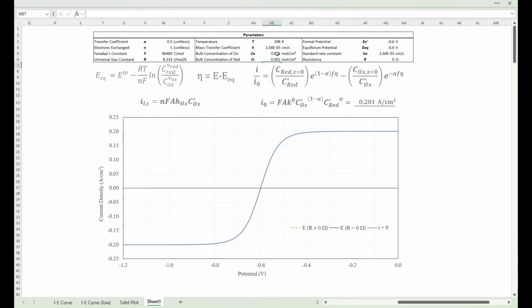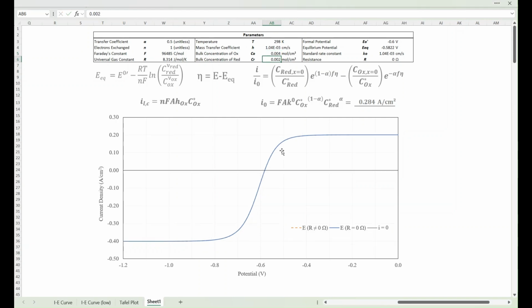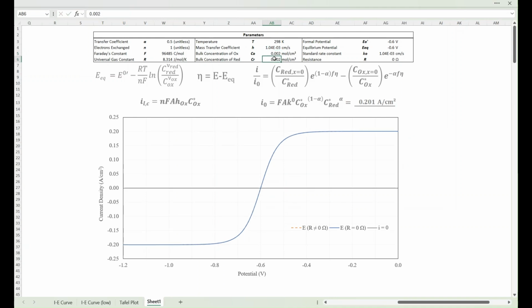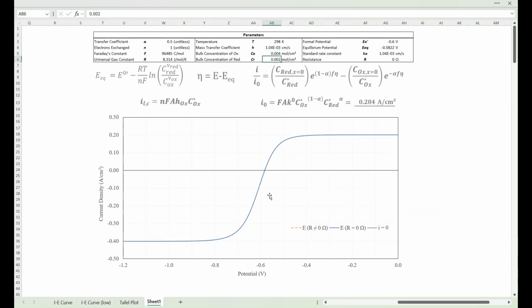The other thing you may have noticed, let's do this again for the oxidized species, is that our curve may have shifted to the right just a little bit. Let's play that again now that I've pointed it out so you can see it. So here we are sitting at -0.6. We go to 0.04, and it shifts to the right a little bit. Why is that? Well, that's because our equilibrium potential changed. It was -0.6, and now it's -0.58.